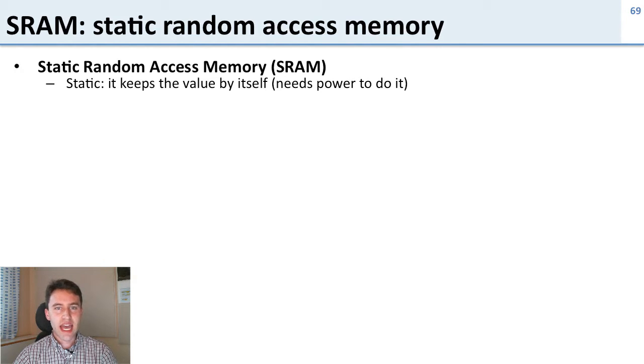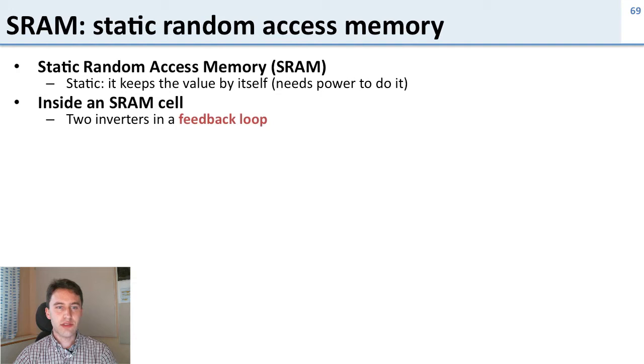Well, SRAM is static random access memory. And what static means is it keeps its value itself. So each of the memory cells in an SRAM array have power coming to them, and they use that power to hold on to their own value. So inside an SRAM cell, we have two inverters and a feedback loop. One inverter is fed into another inverter, which feeds back to itself. And here's the output from that.